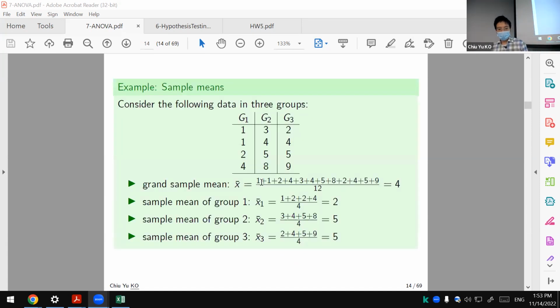So let me show you how you do the calculation. I'm not going to go line by line, but as you can see from this, the grand mean is just the sample grand mean, just adding everything there divided by 12. And for group 1, it just adds 4 of them divided by 4. So I guess it's clear how we do X2 bar and X3 bar. Is that okay? I don't think I need to go line by line for this one, because this is so trivial.